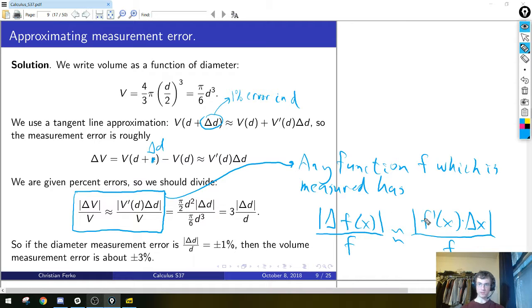So this is very nice, because even if it's not a volume, you can just remember this, that whenever you calculate some quantity from a measured quantity that has errors, this is how the error propagates. So error propagation propagates the error from x to f. Propagation.